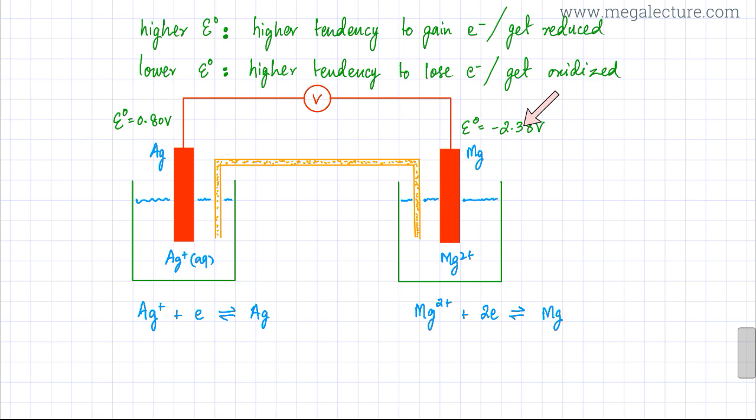So electrons always flow from the lower or the negative potential to the higher potential. So the movement of electrons is going to be in this direction. Electrons would travel from the magnesium electrode to the silver electrode. The negative potential, the electrons travel towards the positive potential. They are attracted by the positive potential. So this is the direction of flow of electrons.